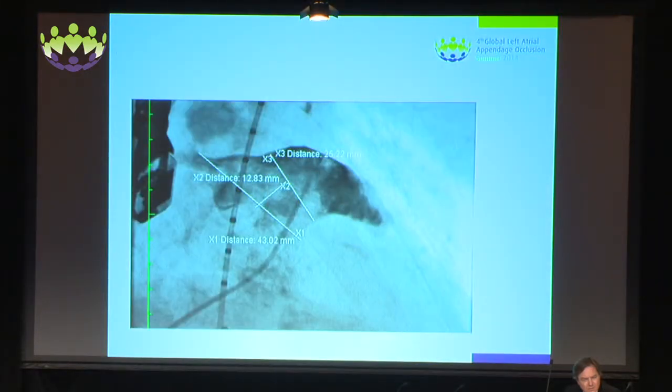Our measures initially came out at 25. My initial decision was, even though this is a little bit deep, this is where I would like to put the device, because I don't think I could sit it anywhere else. I need to take advantage of this little ridge, this indent, but that gives me an ostium of 43. Is that something that I think is doable?